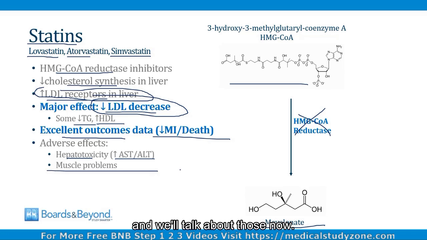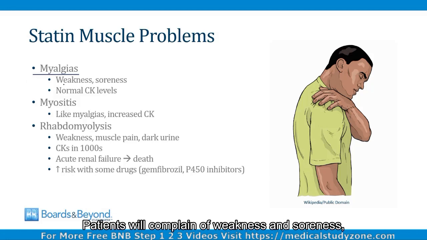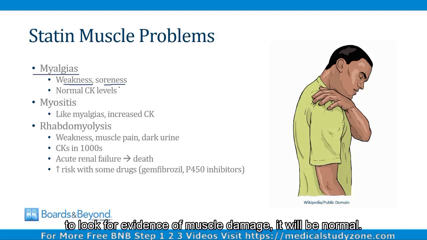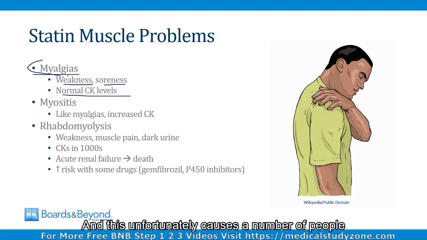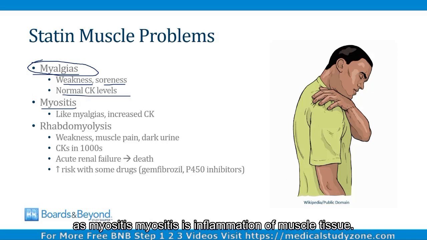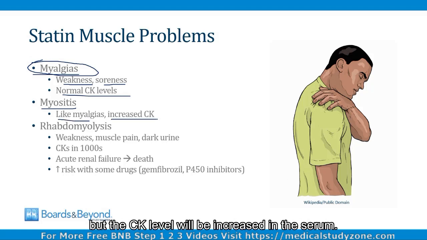So statins can cause lots of different types of muscle problems. The most common muscle problem associated with statin use is myalgias. Patients will complain of weakness and soreness, but if you measure the serum CK level to look for evidence of muscle damage, it will be normal. And this unfortunately causes a number of people to stop taking these drugs. Less common but more serious is myositis. Myositis is inflammation of muscle tissue. The symptoms are similar to myalgias, but the CK level will be increased in the serum.